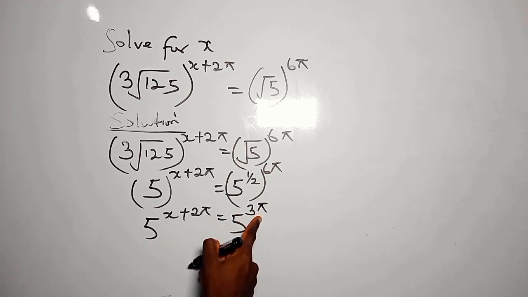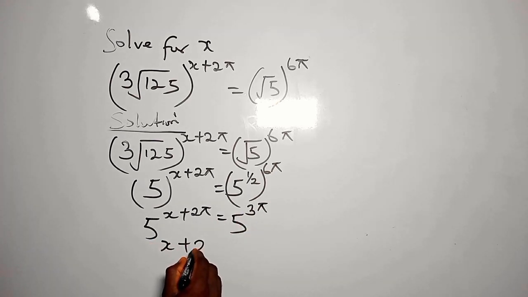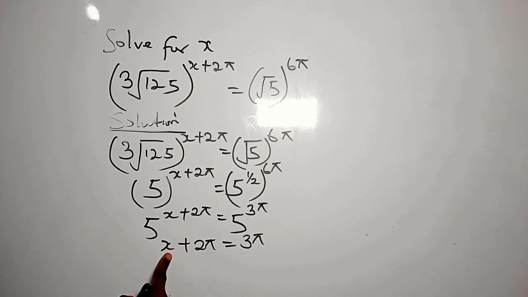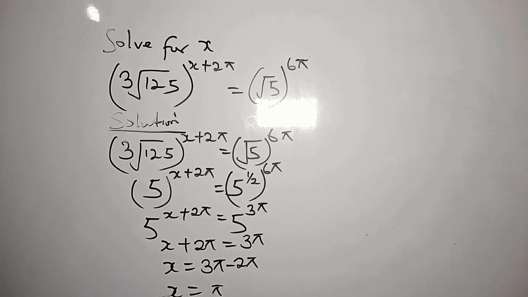So we compare the power. Here we have x plus 2π equals 3π. Since we are solving for x, we collect like terms, we have x equals 3π minus 2π. So we have x equals π, which is the value of x.